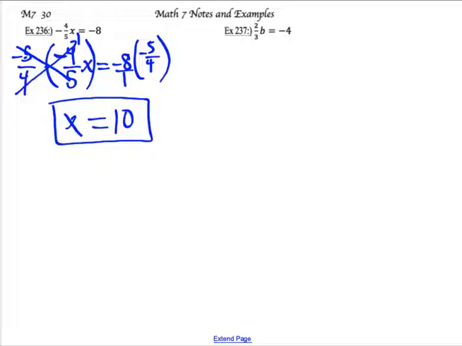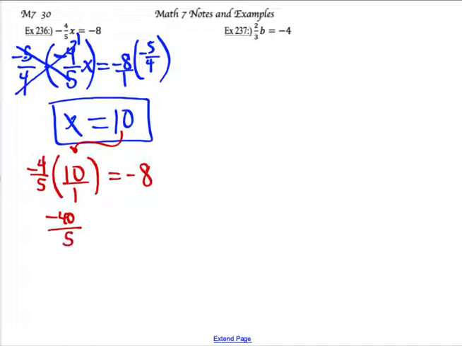Next, we're going to check our solution. So negative 4/5 times the answer, x equals negative 8. And in place of x, I'm going to put 10. Now, since I'm dealing with fractions, I'm going to treat that 10 as 10 over 1. Now, negative 4 times 10 is negative 40. 1 times 5 is 5. Negative 40 over 5 equals negative 8. That's true, because 40 divided by 5 is 8, and the negative makes both of them negative.